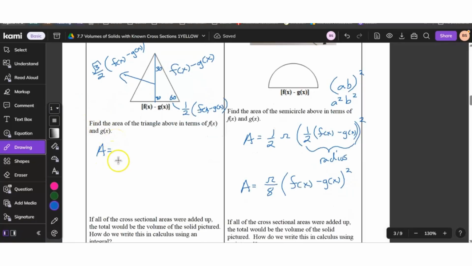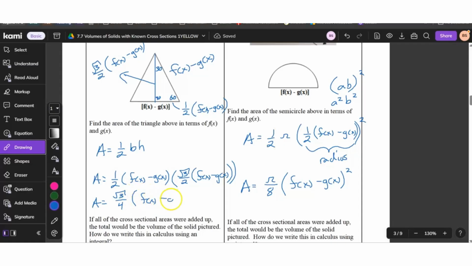So the area is going to be the base, which is, sorry, it's not 1/2. It's just the whole thing. Well, let's write it out so you can remember what it is. So that's our area of a triangle, right? Which means it's going to be 1/2, and our base is that f of x minus g of x. And our height is this one that we found, so the root 3 over 2 of that same thing, f of x minus g of x, which we like because now I can get my common coefficient in the front. So the root 3 over 4 times f of x minus g of x squared, right?